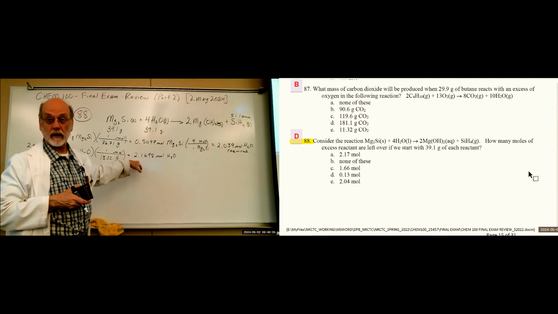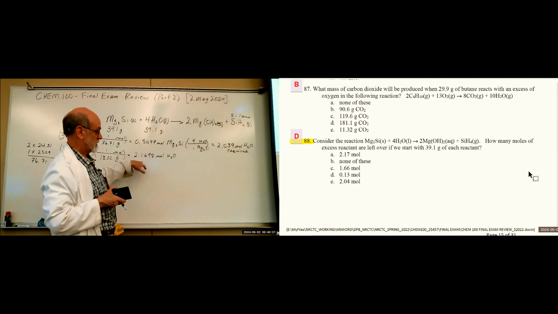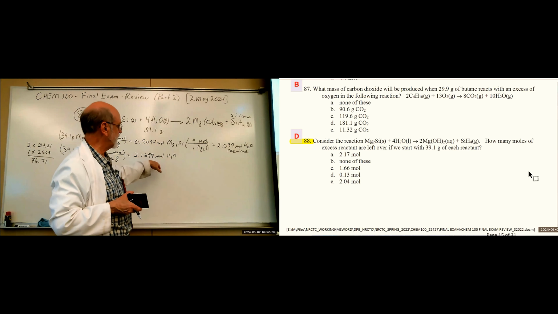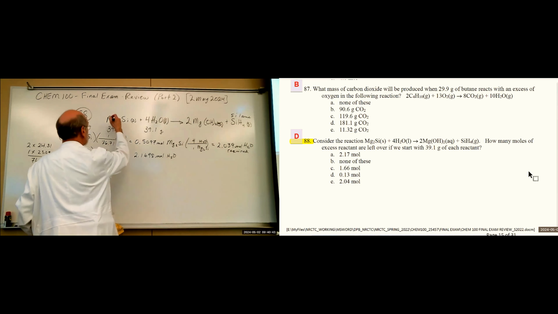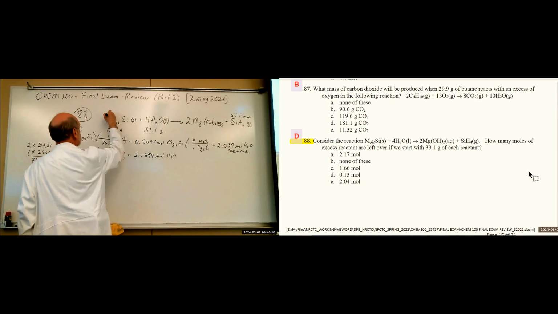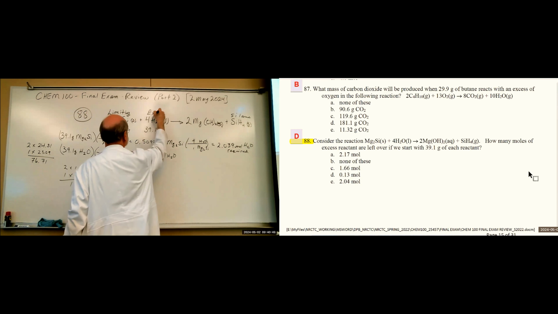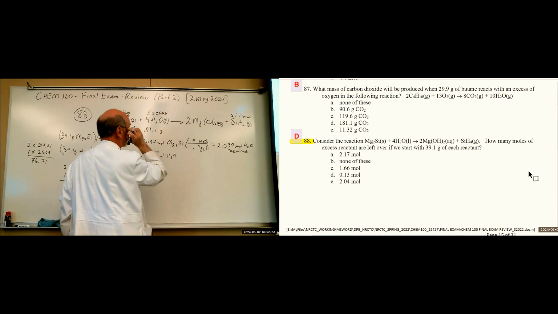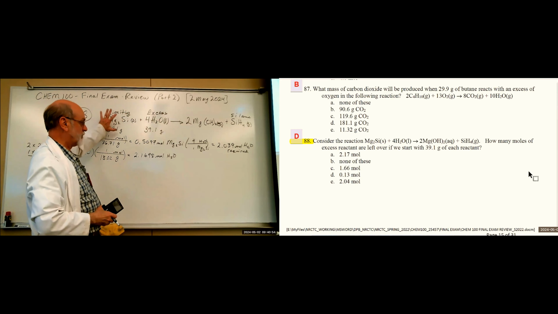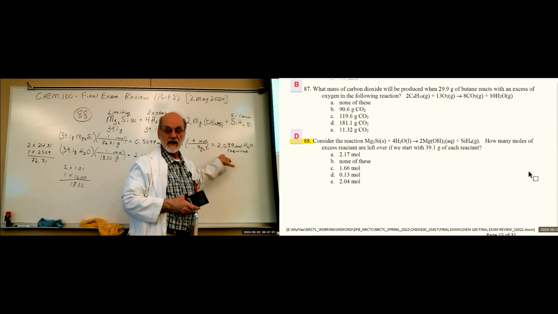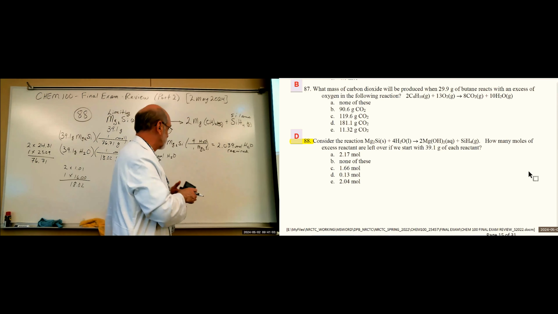Do we have enough? Yeah, we got plenty of water. We got excess water, 2.1698, and we only need 2.039. So that means this one is limiting. And this one, water, is excess. Okay, so all of this one's going to be used up, and it's going to be converted using up that much water. So how much water is left over?